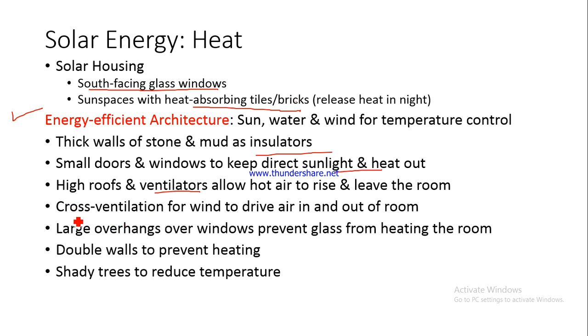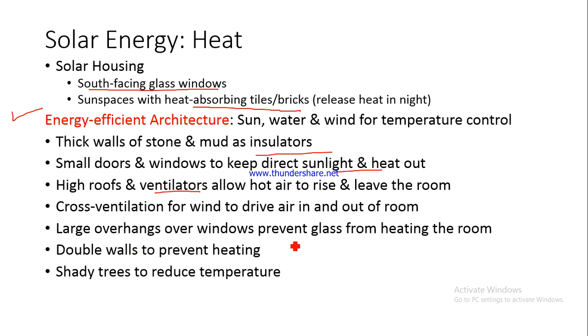Cross ventilation, just like I said, the windows would be exactly opposite each other, so that the wind or the air can drive the hot air in and out of the room. So the wind would drive the cool air inside the room, and then the cool air that is coming inside will drive out the hot air from the room and push it outside, right? So this happens when there is a cross ventilation kind of arrangement made.